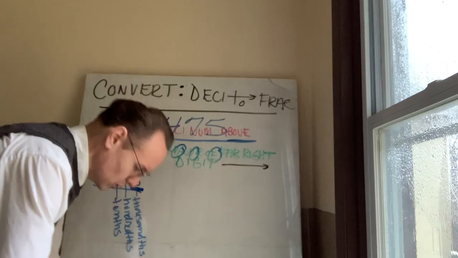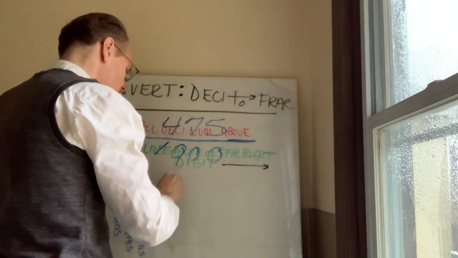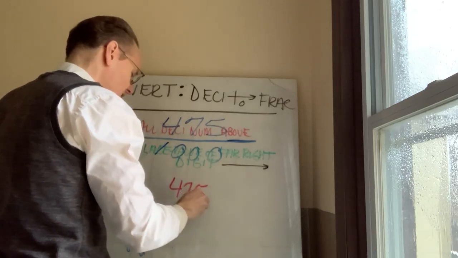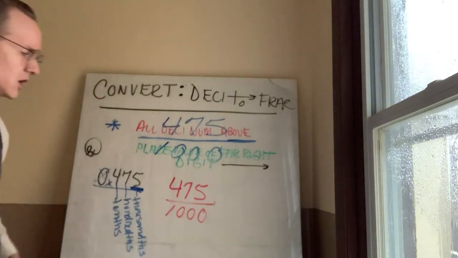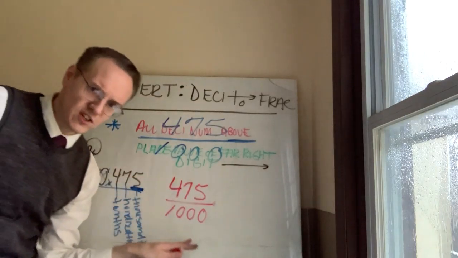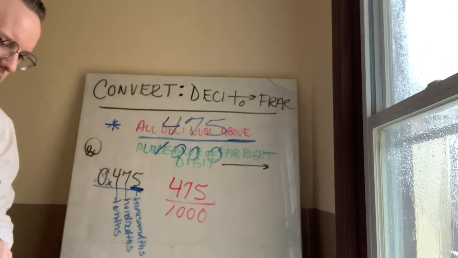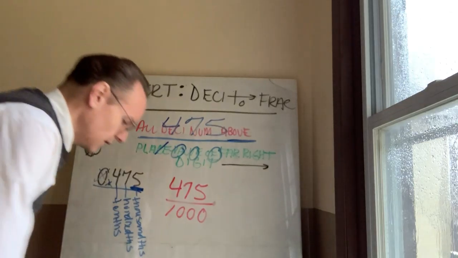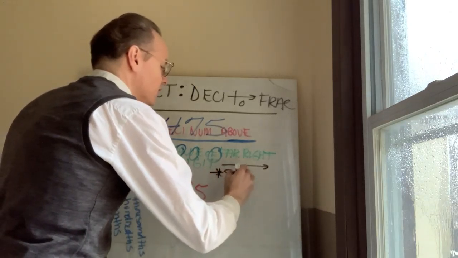All right, to make it a little bit more clear, let me duplicate this without the mess. 475 sitting on top of 1,000, at least to get started. All right, 475 thousandths is how you would say it, in English at least. All right, now what you should do is simplify if possible.